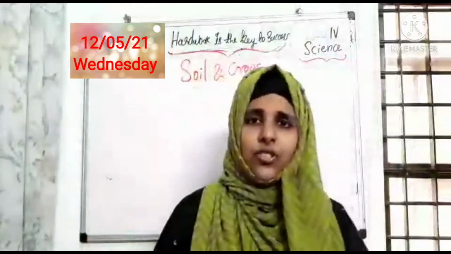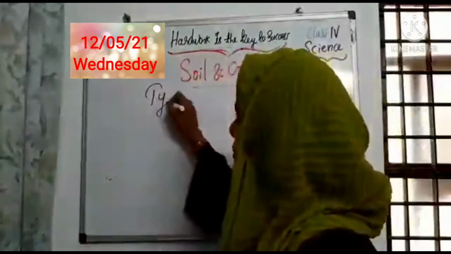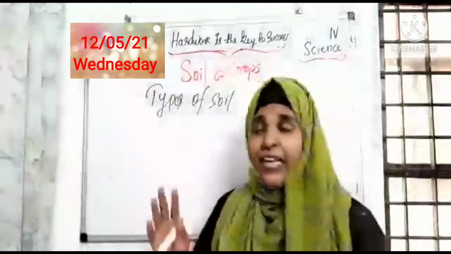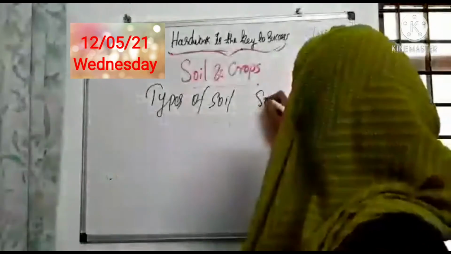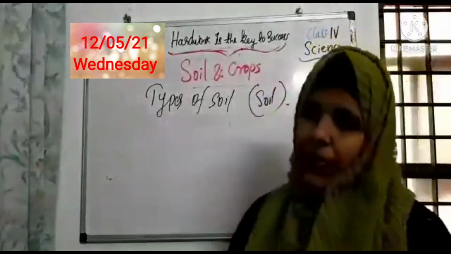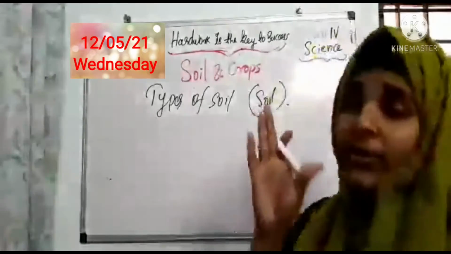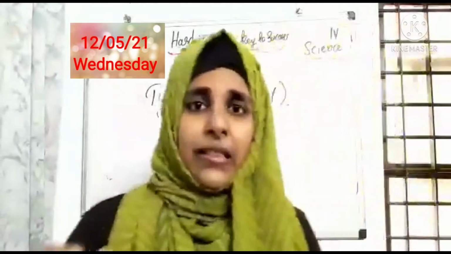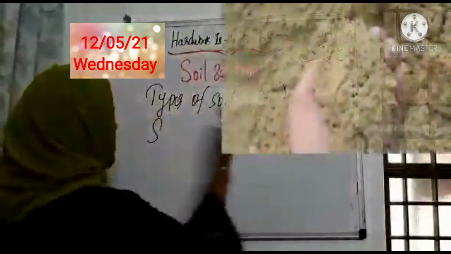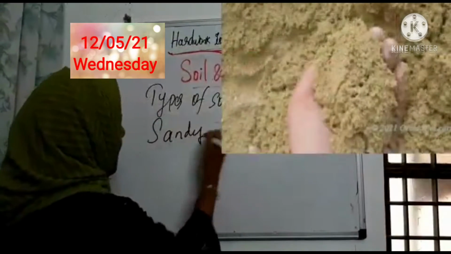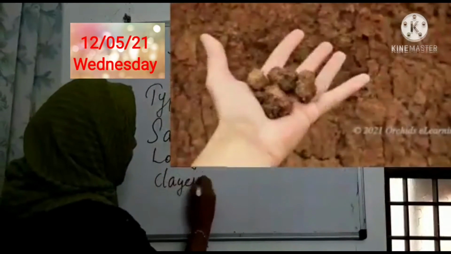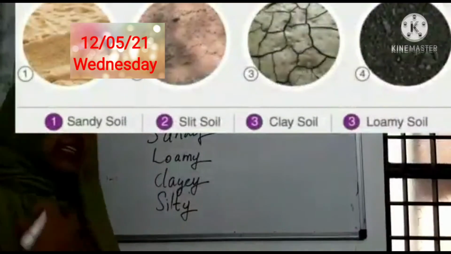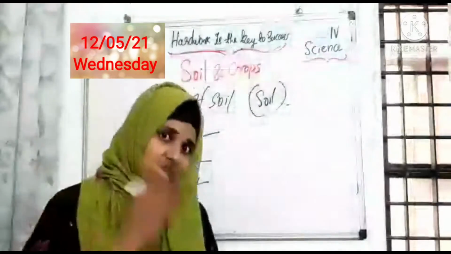In this class, I am going to teach you about types of soil. There are mainly 4 types of soil depending upon the amount of soil particles present in it. So we can categorize it into 4 types of soil. What are they, children? Look at the picture. Sandy soil, then loamy soil, then clayey soil, and the last one is silty soil. So let's check the differences of the soil in detail.